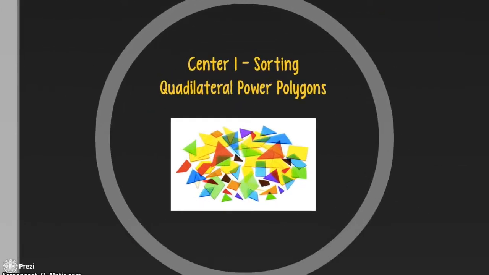So the first center they could go to, or the first option, I guess, was the sorted quadrilateral power polygons. This was a station where students were given a mat that had quadrilaterals on one side, not quadrilaterals on the other side, and they had to put all the quadrilaterals on the right side. After that, they actually spent some time tracing the different shapes onto the correct sides.